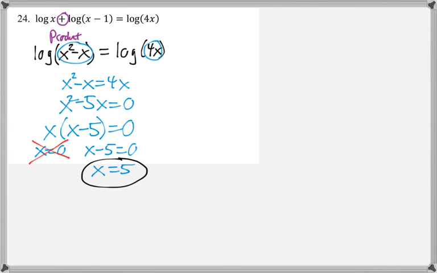So on these problems, you could have one solution, you could have two solutions, you could have no solutions.